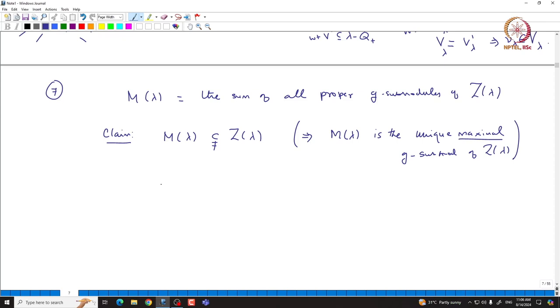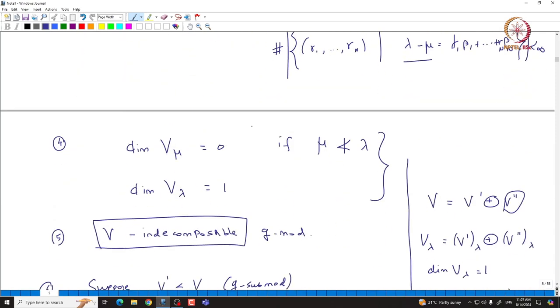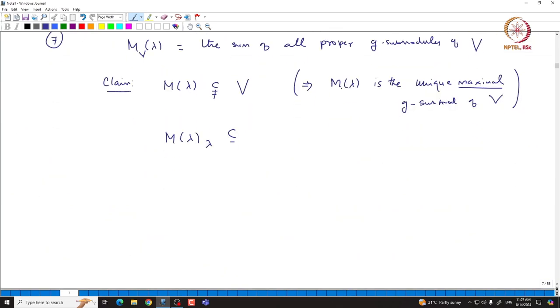Now, why is this claim true? Just look at the lambda weight space of this M lambda, because M lambda can be written as a direct sum of weight spaces, since the sum of submodules will be a submodule. This lambda weight space is contained in the lambda weight space of V. You take the sum of all proper submodules, let us introduce this M_V of lambda. We are saying that it is proper, because I am considering a general standard cyclic module, so here I will write capital V.